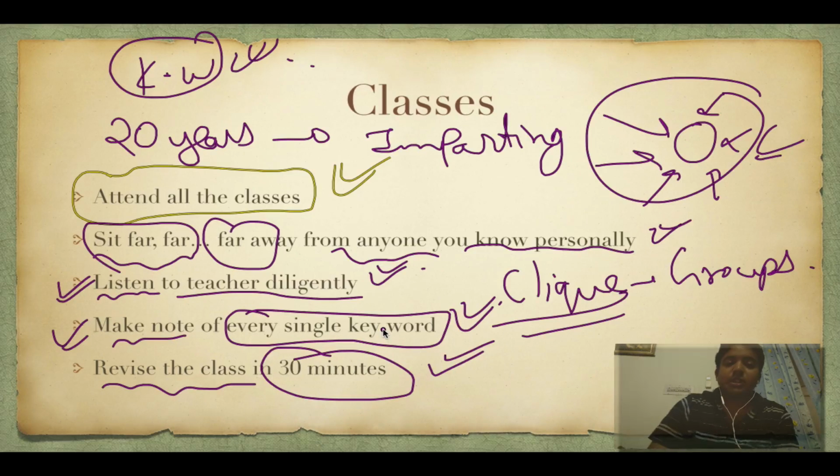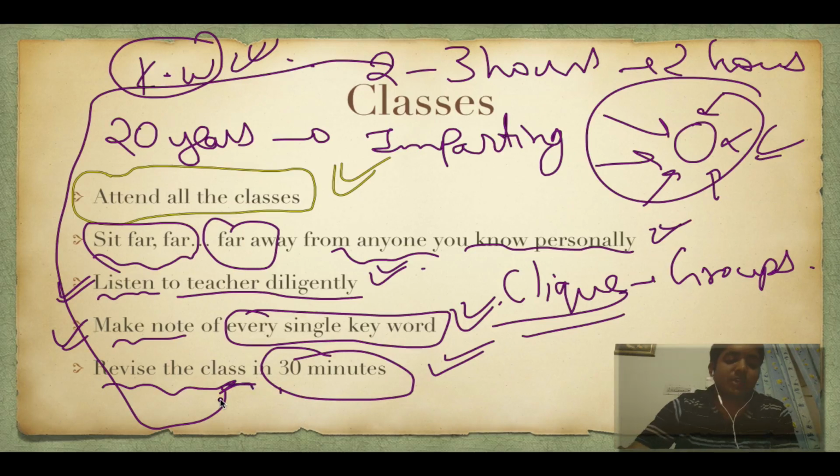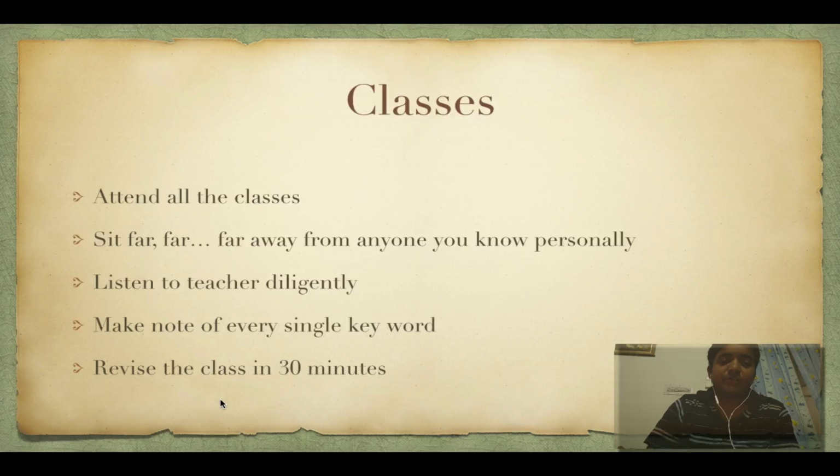So this is a certain basic, because see, the class will last for anywhere between 2 to 3 hours, and if you keep revising it in, let's say, 2 hours, that does not serve our purpose. So the entire class should be revised in a maximum of 30 to 40 minutes. So that gives us an edge over the competition.